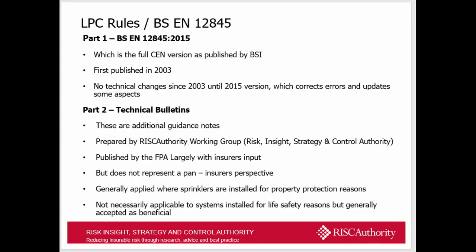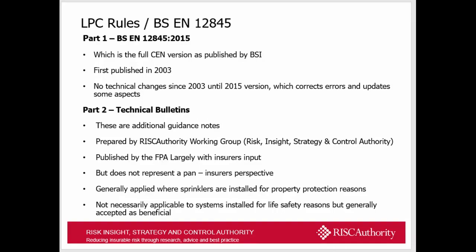It's a British standard, a minimum standard to meet compliance with Approved Document B, and it allows people to escape. It's seen as a life safety document. It's the full EN version, and the EN is the European Council, and it's published by the British Standards Institution. It was first published as a standard which replaced BS 5306 Part 2 in 2003, and there were not any real technical changes until the 2015 version, which corrected some errors and updated some aspects.